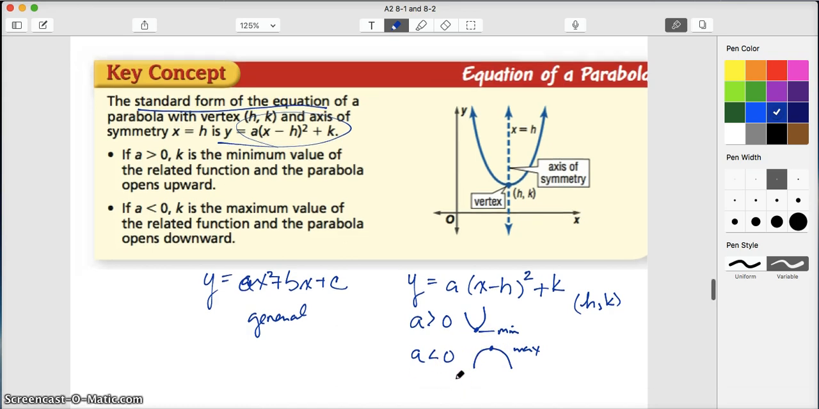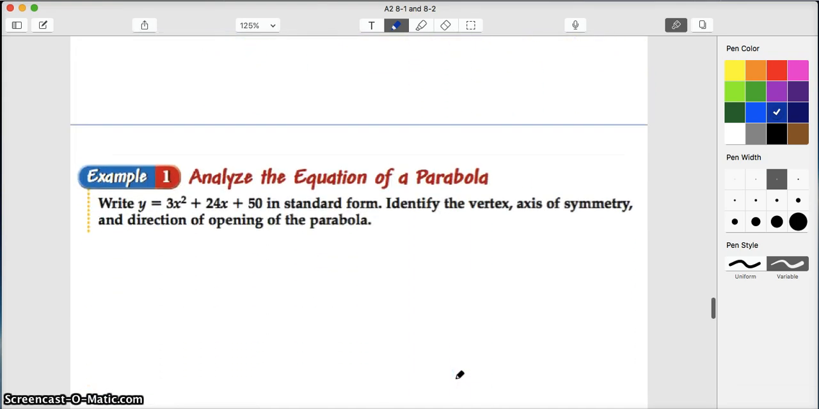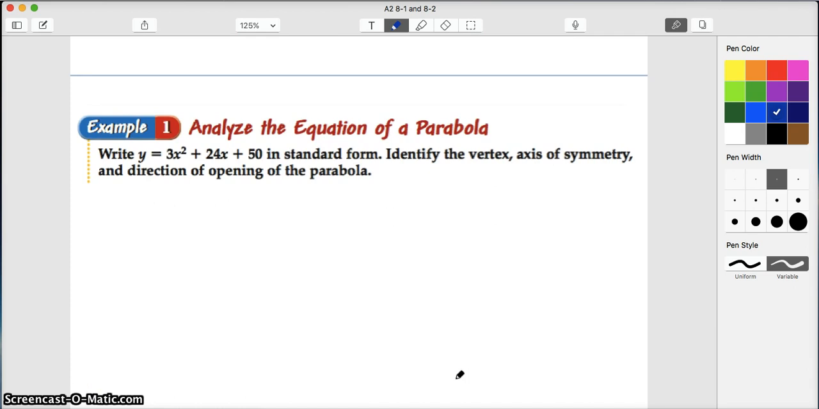So let's use this information to take a look at this next situation, example 1. We're going to analyze the equation of a parabola. We're going to write this in standard form, and when they say standard form, they're talking about vertex form. And then we're going to identify the vertex, axis of symmetry, and the direction. Shouldn't be too bad. We can do the direction now, but let's go ahead and do what they asked us to do. In order to write it in vertex form, let's remember what vertex form is, or as they call it, standard form: a times (x minus h) quantity squared plus k.